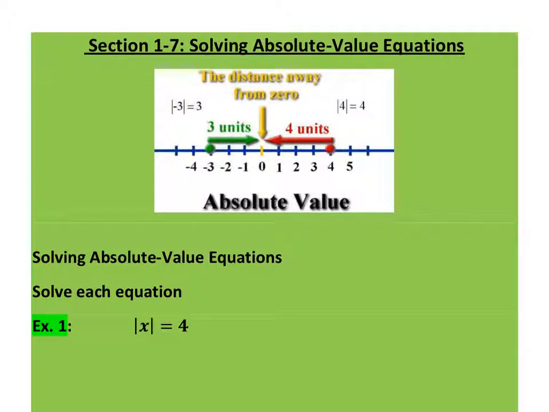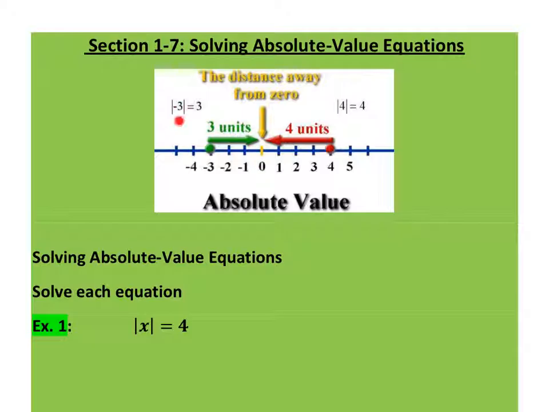So today we're going to talk about solving absolute value equations. When you're looking at absolute value, remember the definition of absolute value. Absolute value means not that the answer is positive, although it is. Absolute value means the distance a number is from 0 on the number line.